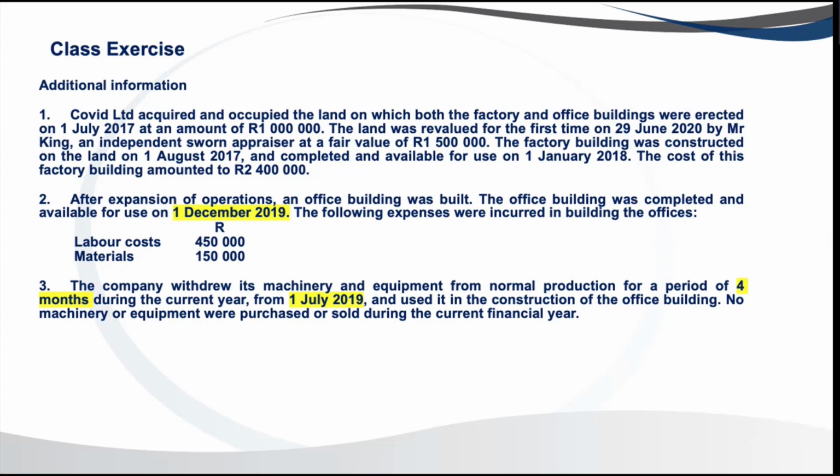This is what I was just explaining now. This company withdrew the machinery and equipment from the normal production for the period of 4 months during the current year from 1st July. It's very important to pick up that date.